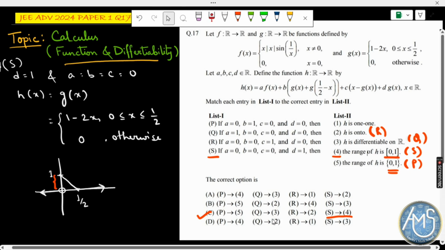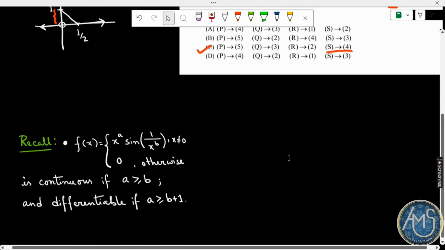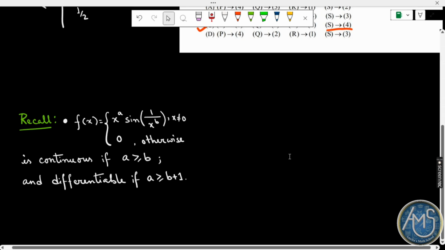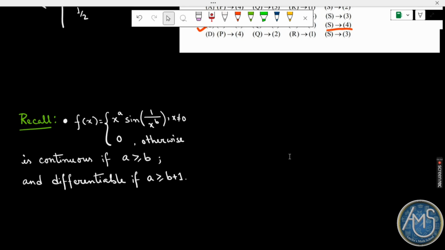So we can solve just using option number A. We can solve the question, but if you want to know more about the functions, if A1, B1 and C1, then you need to recall that if f(x) equals x to the power a into sin(1/x to the power b) for x not equal to 0 and otherwise 0, then the function is continuous if a is greater than or equal to b, and differentiable if a is greater than or equal to b+1.